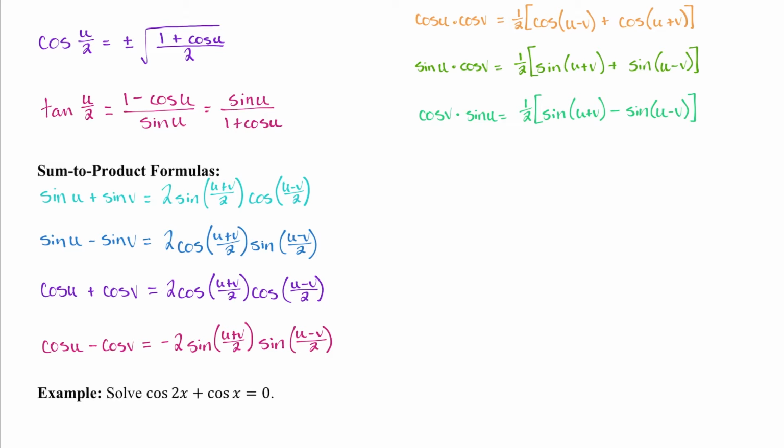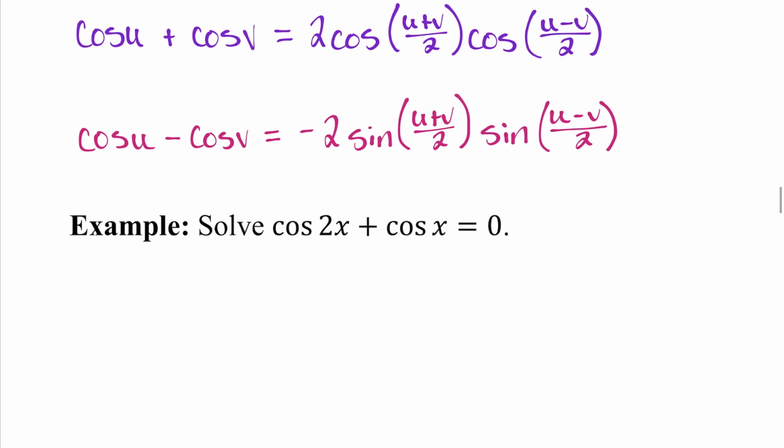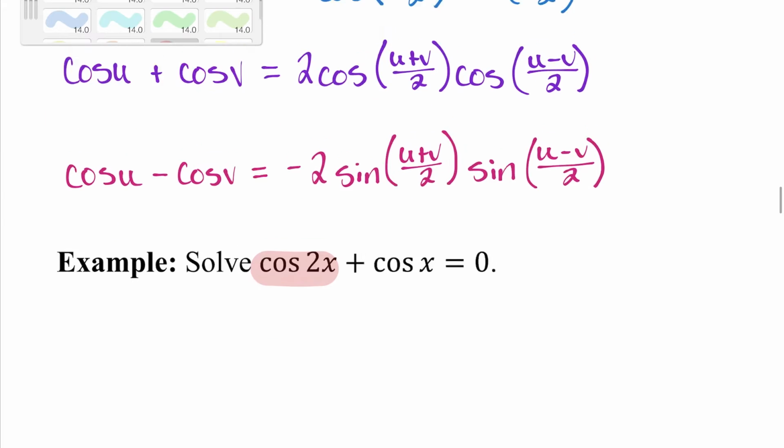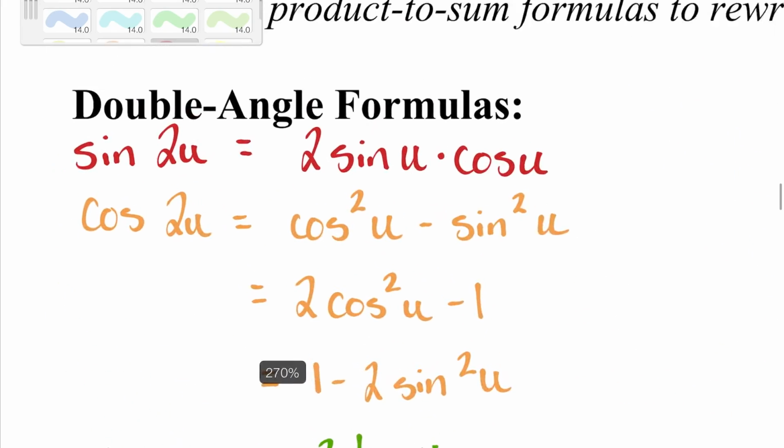You're welcome. For our first example, we are going to solve cosine of 2x plus cosine x equal to 0. So the first thing that I notice when I'm looking at this is the cosine of 2x. That's a double angle. So I go back up to my double angle formulas. I don't remember where it is. There it is. It was one of the first ones.